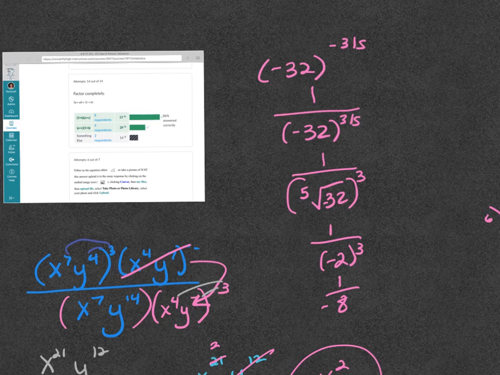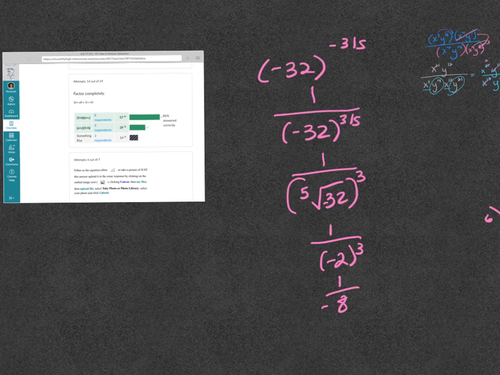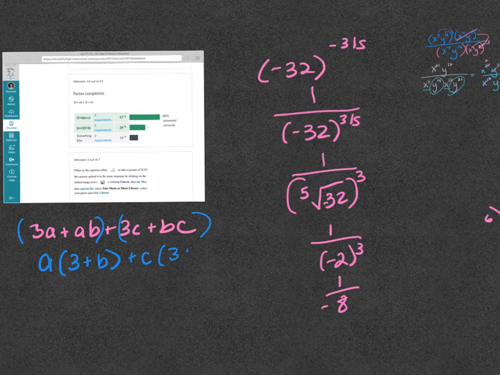All right, factoring completely again here. 3a plus ab plus 3c plus bc. I want to factor by grouping. First set of parentheses, I can take out an a. Second, I can take out a c. What's inside the parentheses is the same, and the a and the c get grouped together at the end.